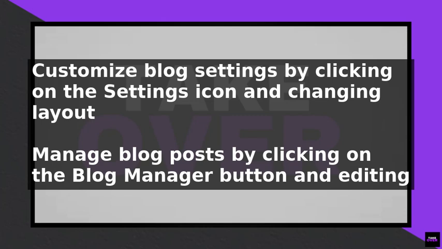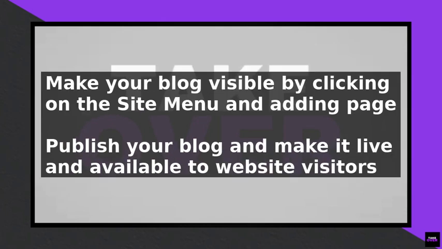Finally, click on the Publish button to make your blog live and available to your website visitors. By following these steps, you can easily add a blog to your Wix website and start creating and publishing content to engage with your audience.